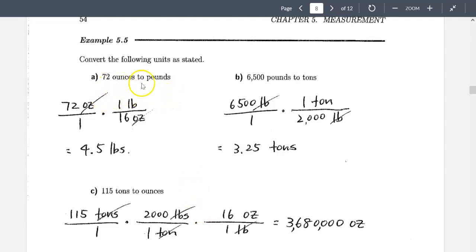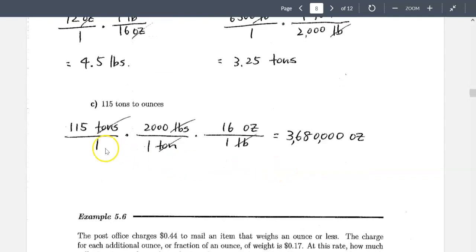So if you want to change ounces to pounds, we have 72 ounces over 1 times the relationship, 1 pound equal to 16 ounces. Once again, ounce cancels out, so you get 4.5 pounds. If you want to change from pounds to tons, then you have 6,500 pounds over 1 times 1 ton is 2,000 pounds. So once again, pound cancels out. The only thing left is the tons.